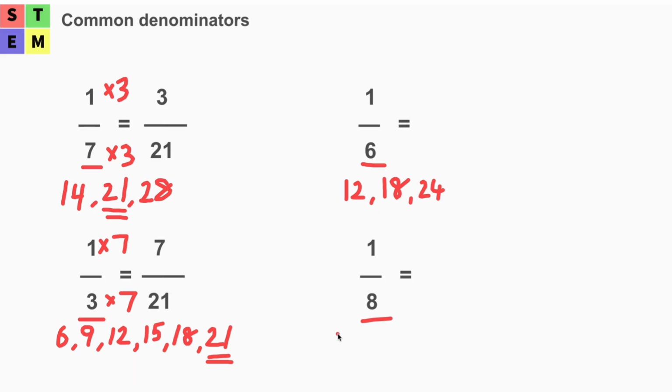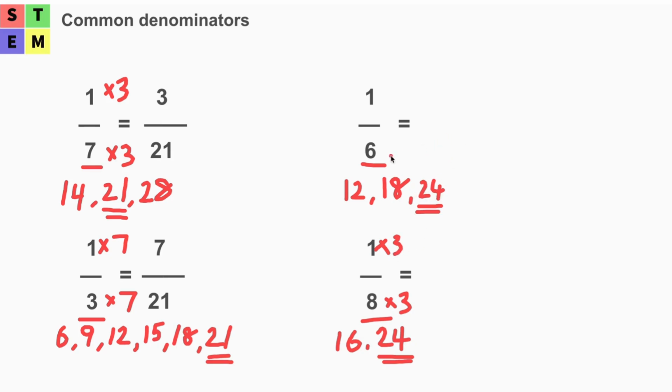So 2 times 8, 16. 3 times 8 is 24. Okay, so we've got 24 here, and we've got 24 here. So I don't have to continue. So in order to get 24 here, I have 8 times 3, right? So 8 times 3. And I have 2 times 3 here in this case for the numerator, 1 times 3.